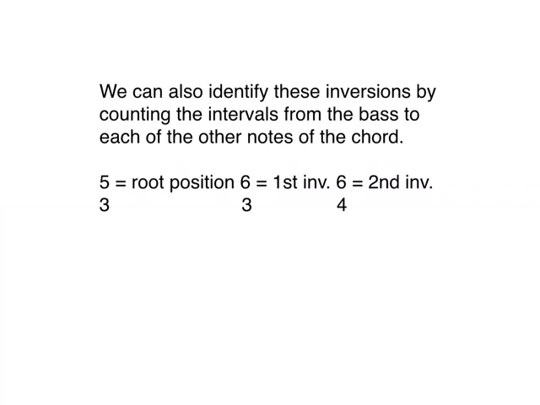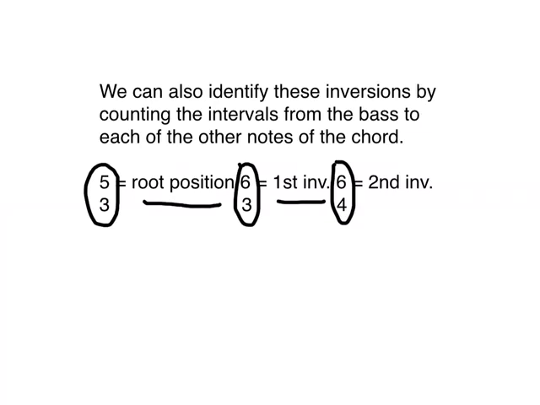We can also identify these inversions by counting the intervals from the bass up to each of the other notes of the chord. We will get the intervals of a 5 and a 3 in a root position chord, a 6 and a 3 in a first inversion, and a 6 and a 4 in a second inversion. Let's go back and look at those triads on the staff to check this out.